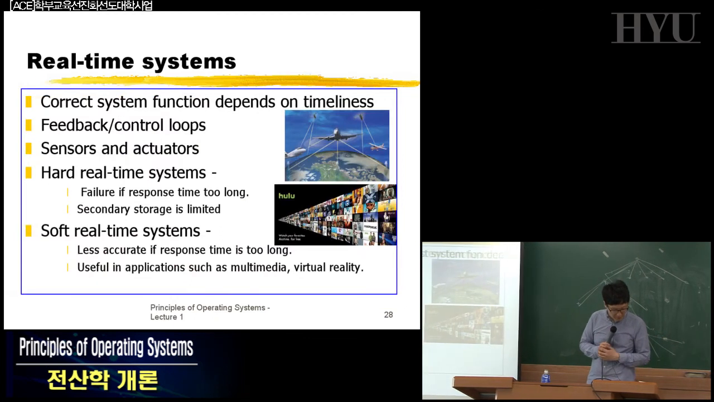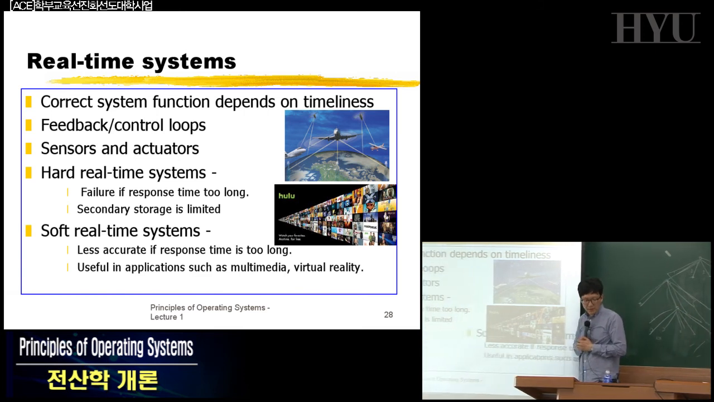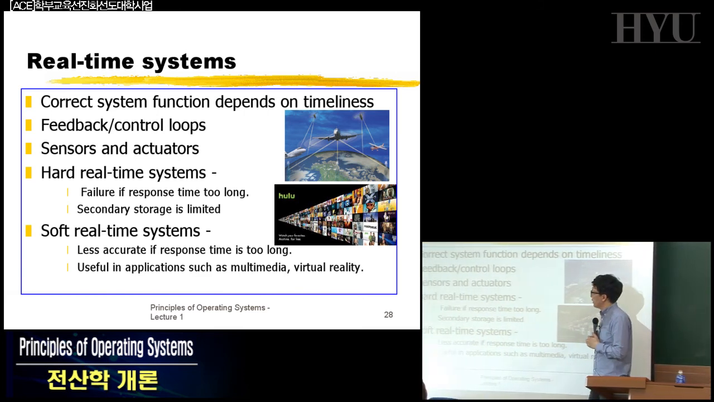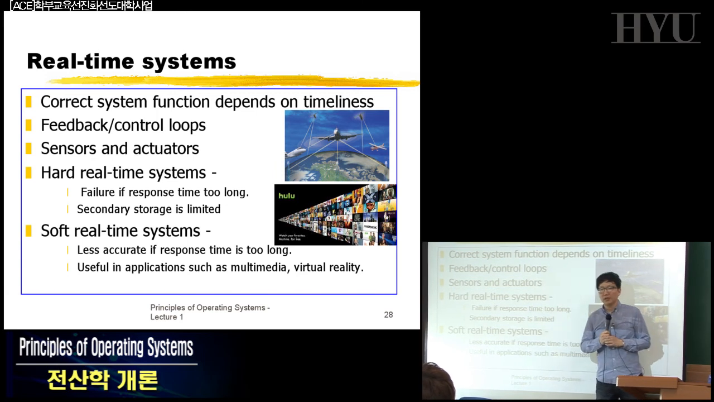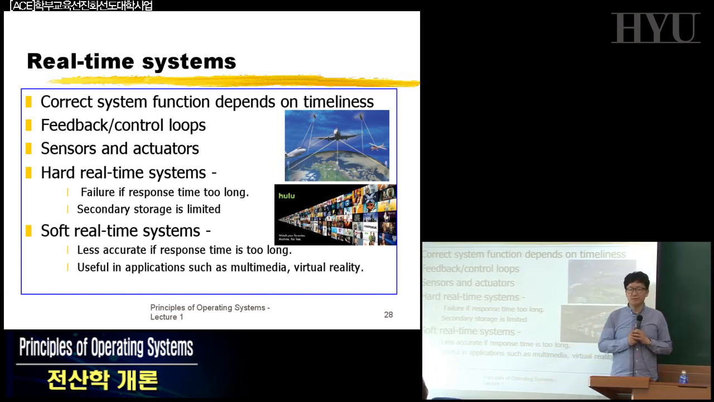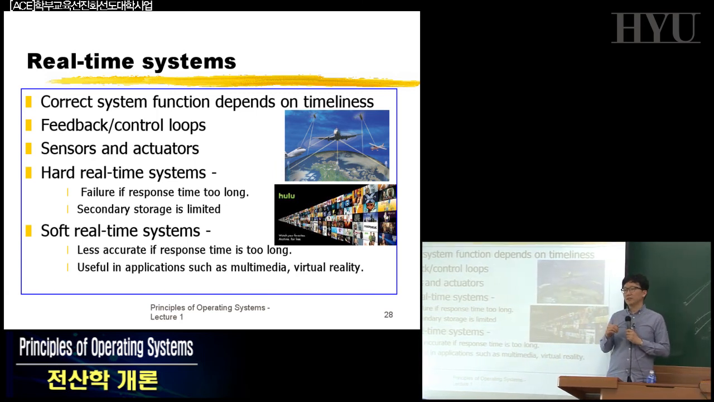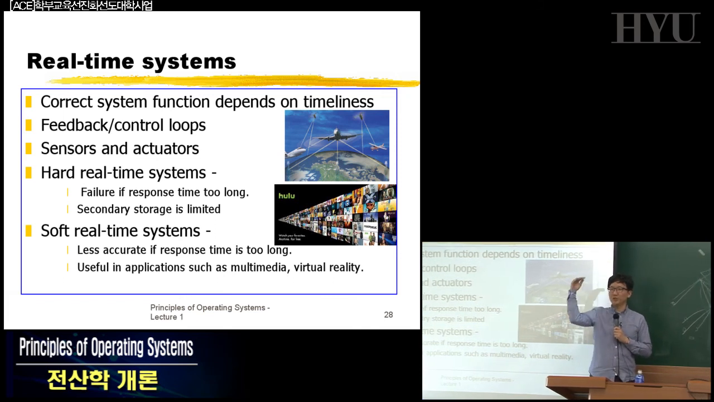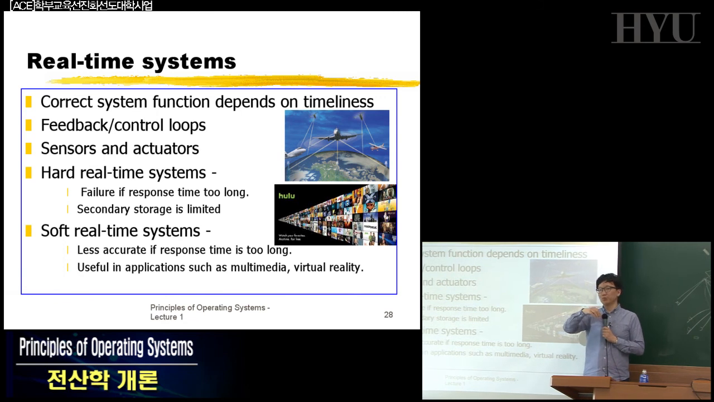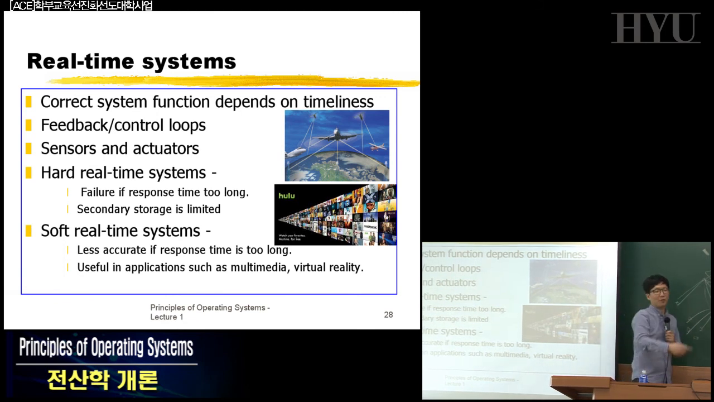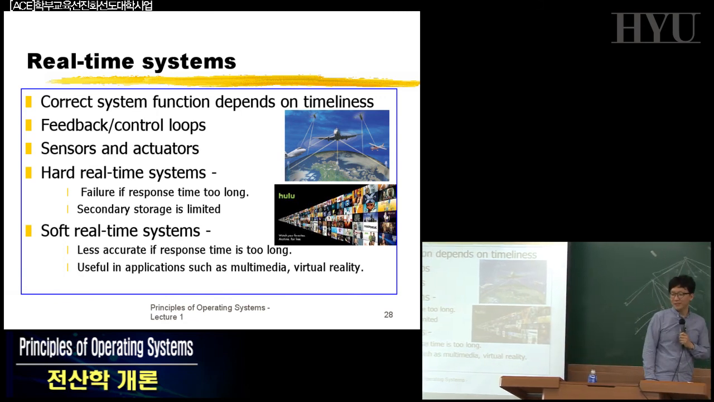Real-time systems. Sensors, actuators. What is an actuator? 그 자동차 공장 같은 데 이렇게 움직이는 무빙 암 이런 거 있죠. 부품 조립하고 컨베이어 벨트 돌아가고 그런 거 actuator라고 그래요.